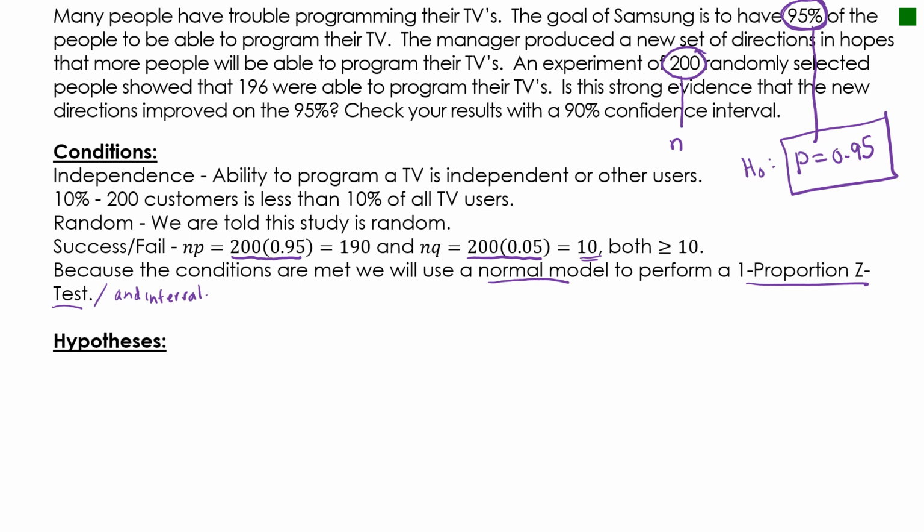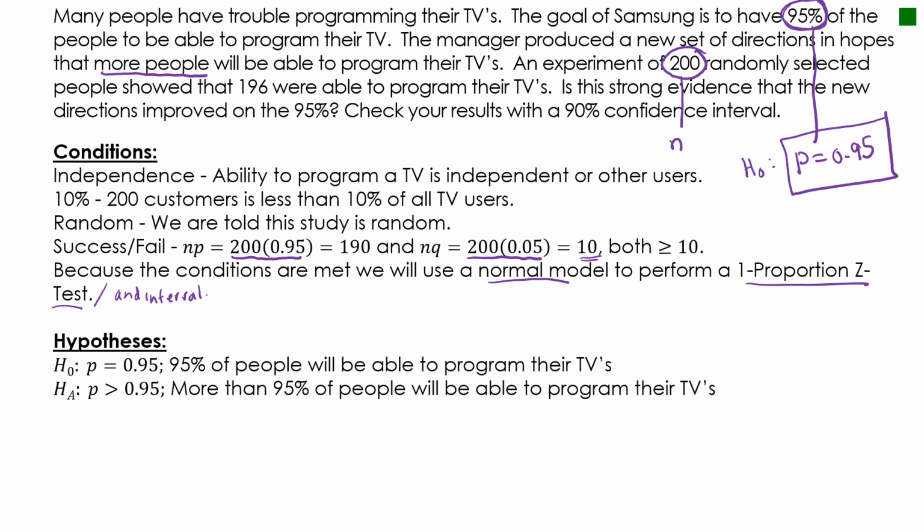Now, the managers at Samsung had produced a new set of directions in hopes that more people will be able to program TVs. So we're basically saying more than 95%. Notice that's how I wrote my hypotheses. p is equal to 0.95, which means 95% of people will be able to program their TVs, or it's greater than, so more than 95% will be able to program their TVs.